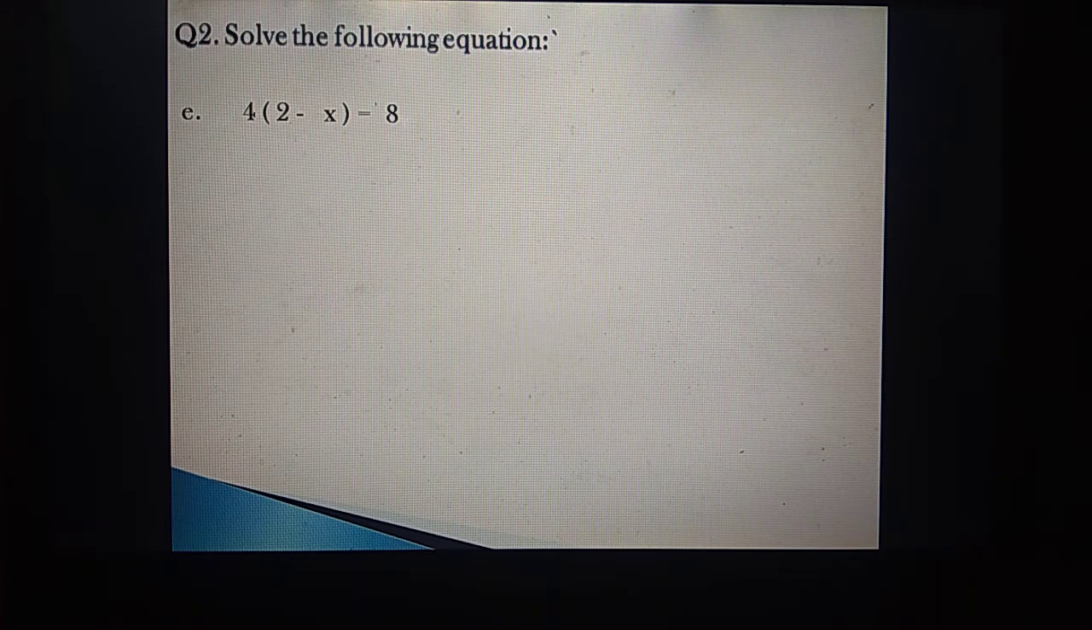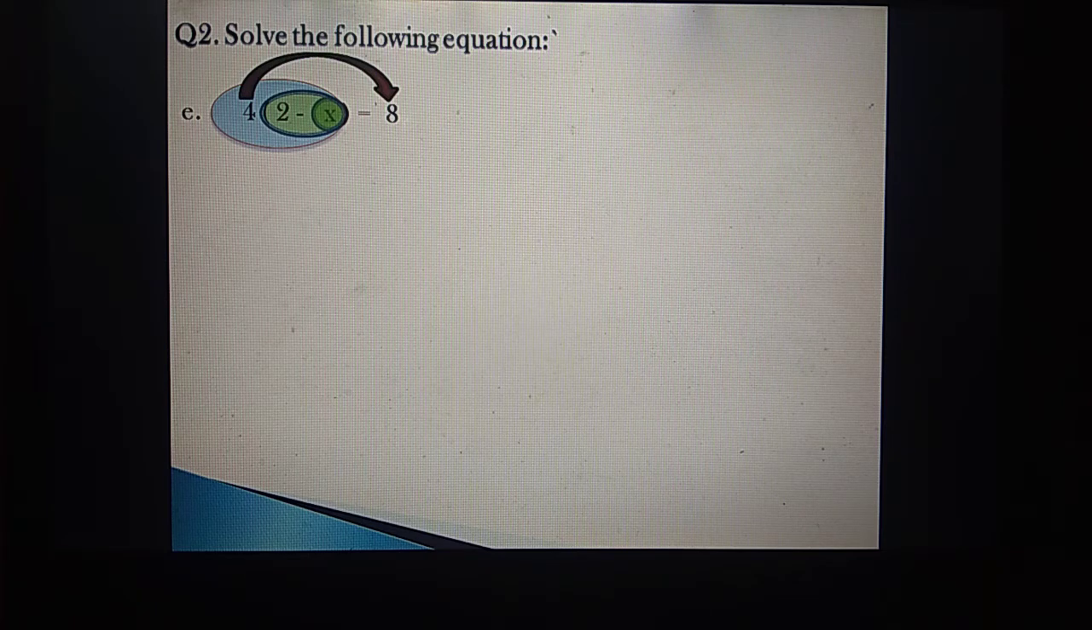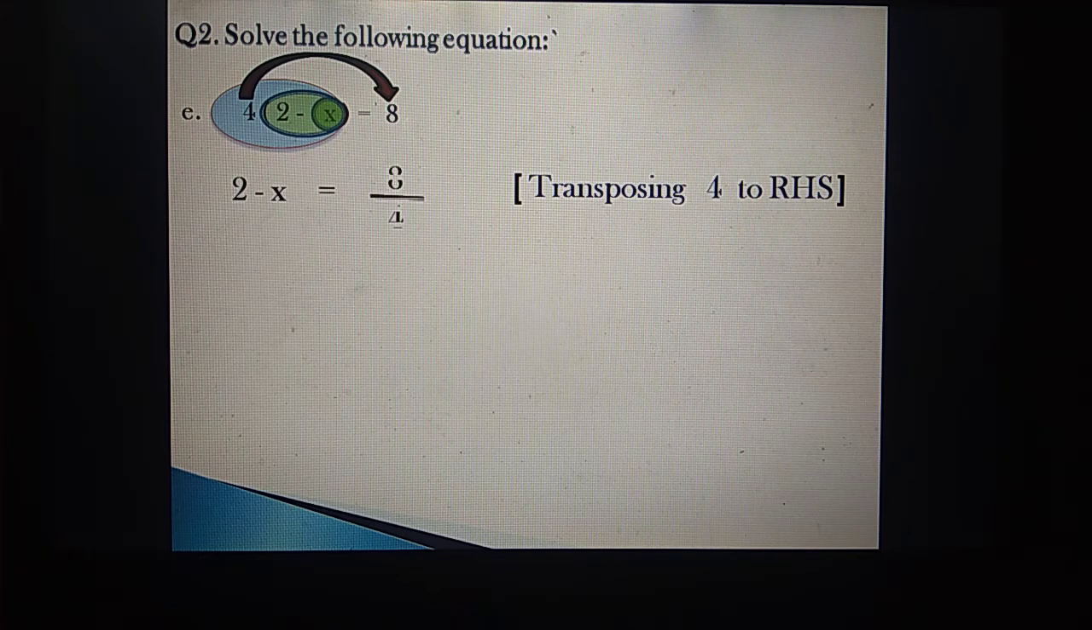Now the next one is again 4 times the bracket 2 minus x equals 8. Again, highlight one by one. We are not opening the bracket because we can divide it by 4. Outermost it's 4, so you will shift 4 to the RHS. 2 minus x is left, and 8 upon 4. When you solve the right hand side, you will get 2.